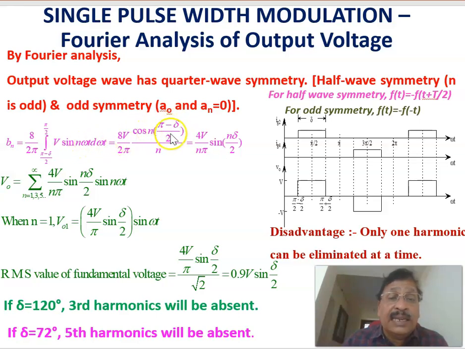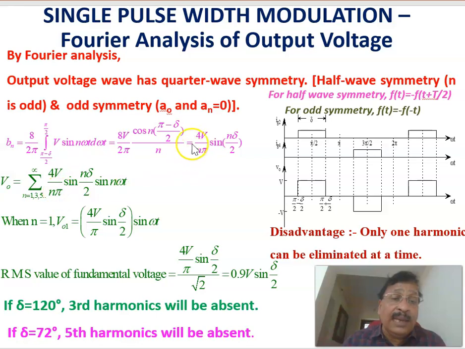Cos(n pi minus delta by 2) divided by n is equal to 4V by n pi sin(n delta by 2). That is the Fourier constant Bn, 4V by n pi sin(n delta by 2). The output voltage V0 is the sum over n equal to 1, 3, 5, 7, etc. Odd harmonics will be present.